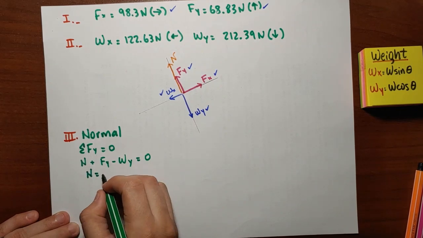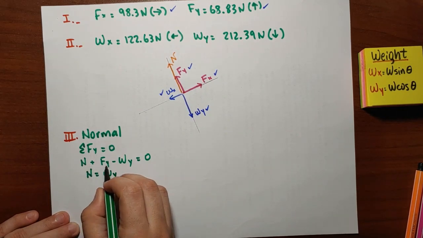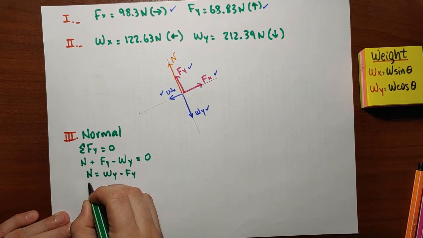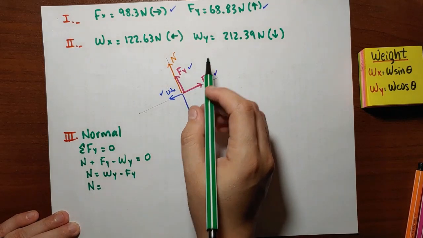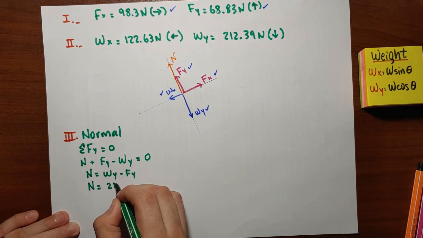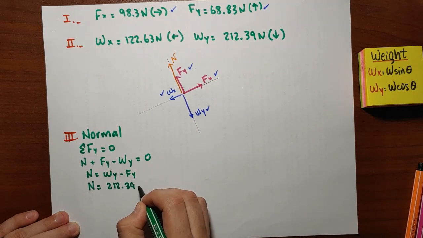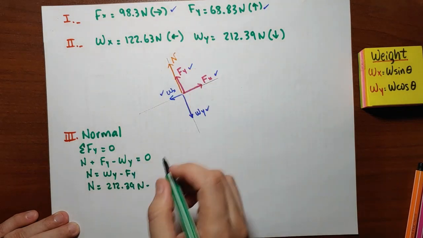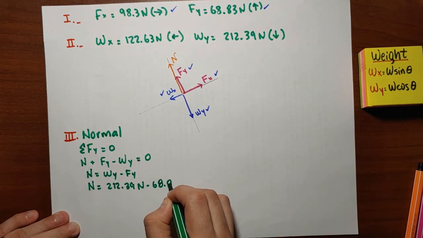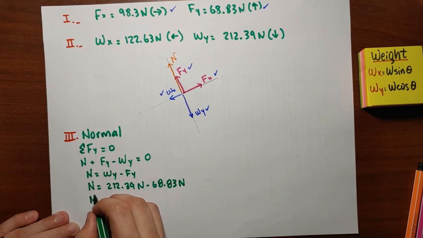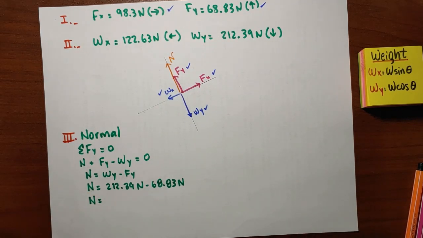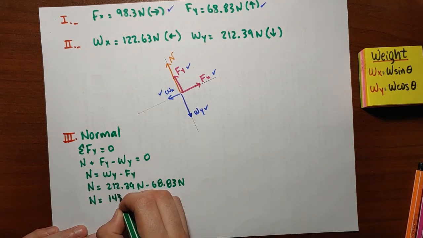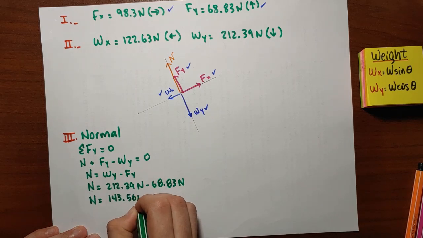Normal, we isolate for this, so Wy is going to be positive and Fy is going to be negative. So the normal here is going to be Wy, which is 212.39 Newton, minus Fy, that is 68.83 Newton. My normal is 212.39 minus 68.83, 143.56 Newton.